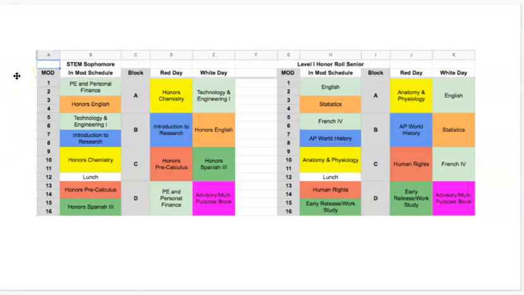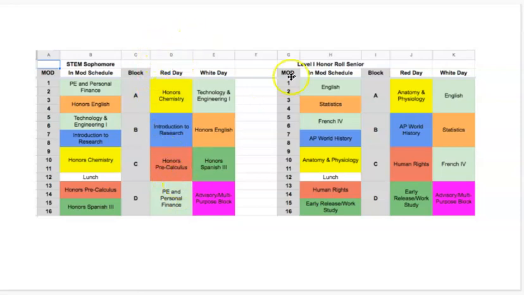I put this slide in here because I want you to take a look at 2 of the most difficult types of students to schedule for opposite reasons. A STEM sophomore is difficult to schedule because they are packing in a lot of stuff in 1 year. What I've done in this example is I've put the 16 mod schedule and what their schedule looked like before we went to the blocks, and this is what it would look like in an alternating day, red-white day AB block schedule.